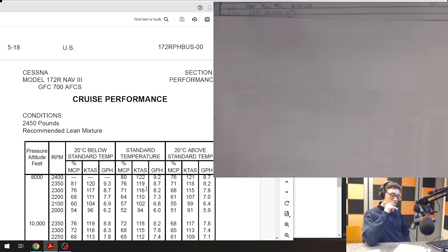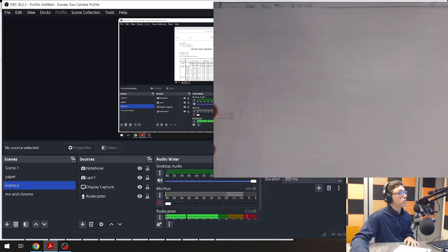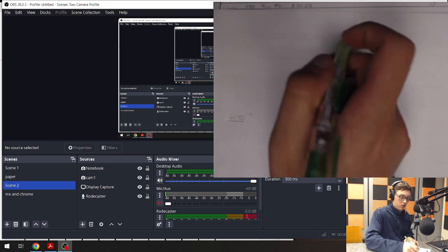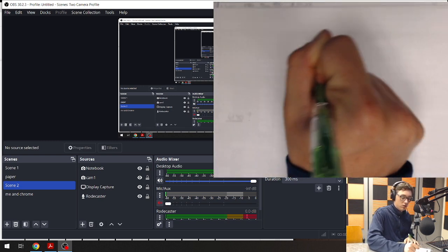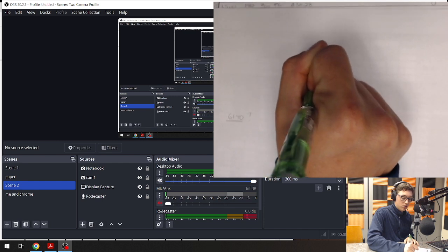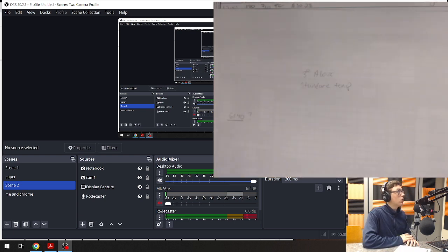So because it's 5 degrees Celsius on that chart, we're above standard temperature. How many degrees above standard temperature? 5 degrees Celsius, 5 minus 2, so 3 degrees above standard temperature.